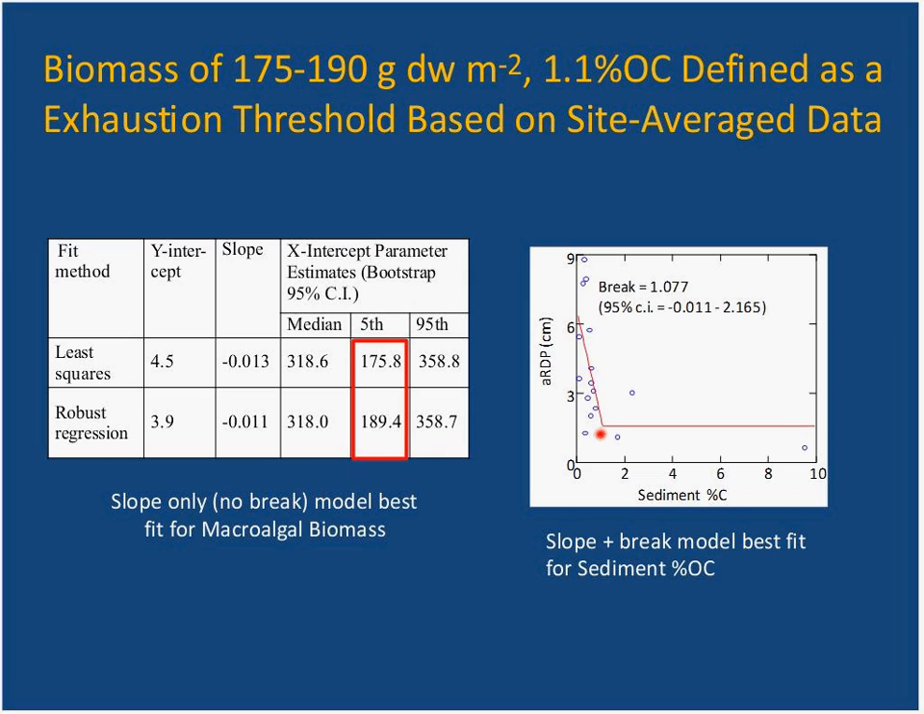Likewise, with percent organic carbon, unlike the slope-only model for macroalgal biomass, the slope break model was the best fit for percent organic carbon. And so what we're essentially seeing is 1.1% organic carbon defined as the exhaustion threshold based on that site-specific data.